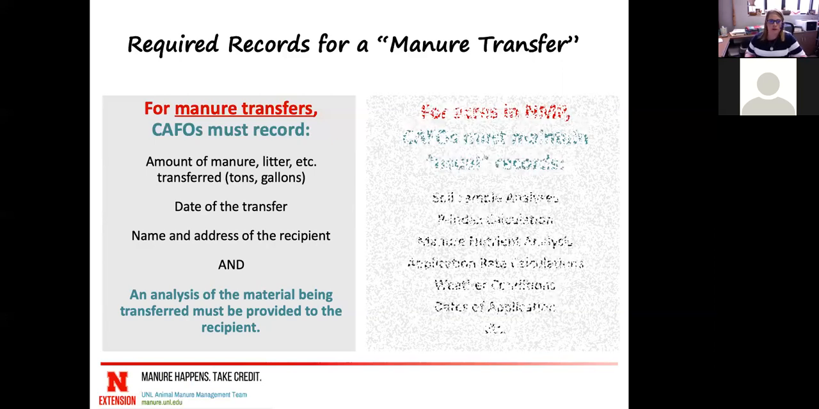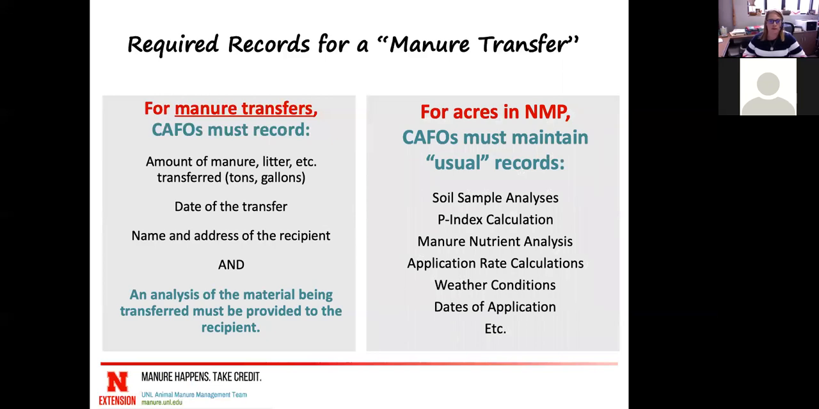For any other use of manure that's on land that's controlled by the CAFO operator, this is just your usual record keeping for the CAFO. These are acres that are included in your nutrient management plan, and you probably know the whole list of analyses and data that needs to be kept on those for those manure applications.